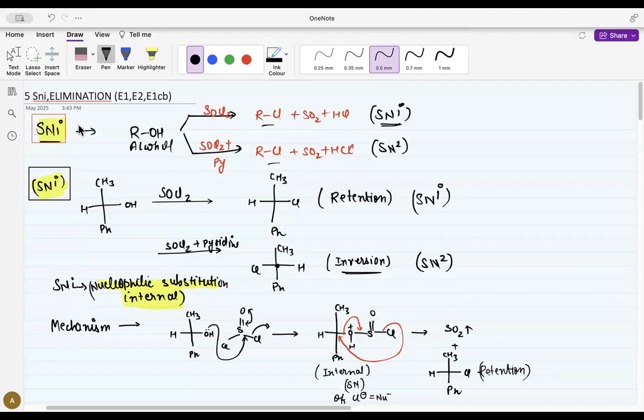See, beta, today our lecture will be about SNi, which is one of the nucleophilic substitution mechanisms. We studied SN1, we studied SN2. Today we will study SNi. What is the SNi mechanism? In the SNi mechanism, let's say we have an alcohol and we need to convert an alcohol to an alkyl halide.